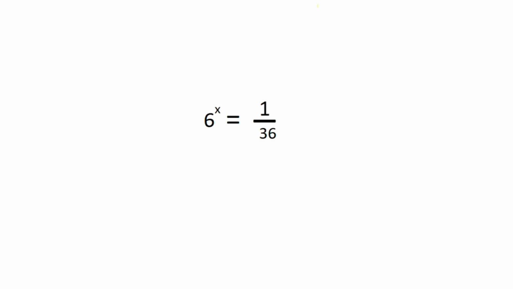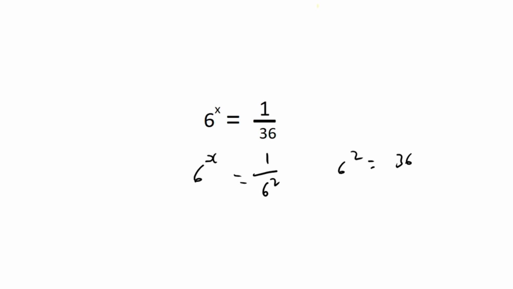Oh, now we have 6 to the power of x equal 1 over 36. Same thing, we're just doing it over again. Okay guys, 6 to the power of x equal 1 over 6 to the power of 2. 6 squared equal 36. Okay, yes.